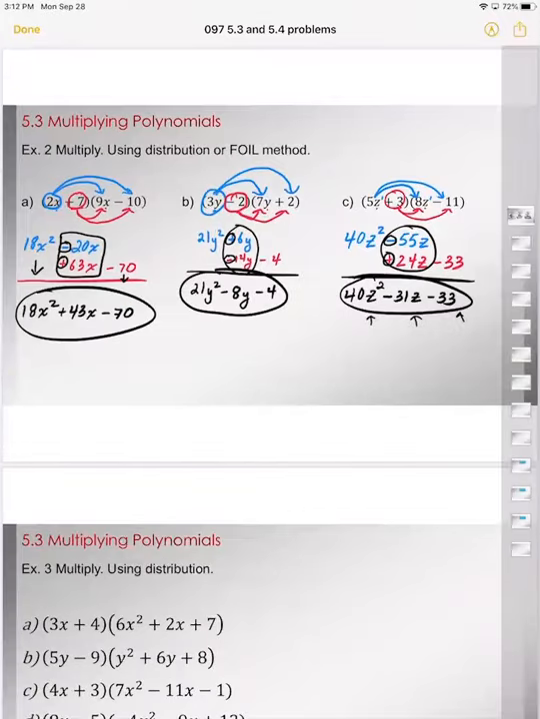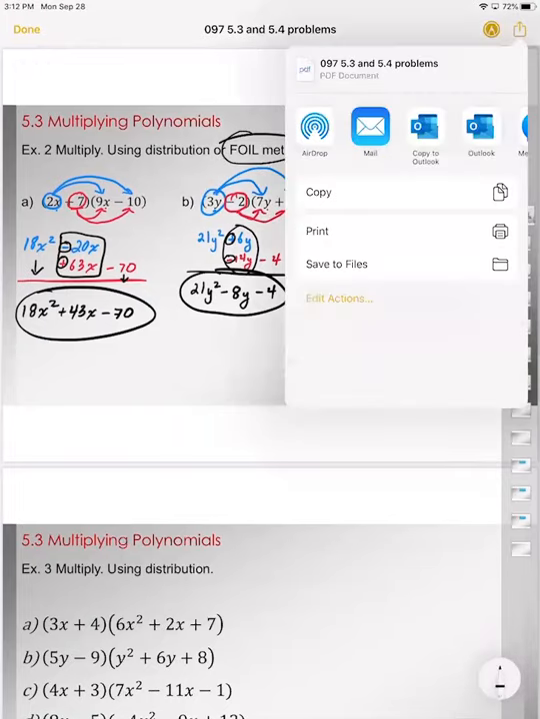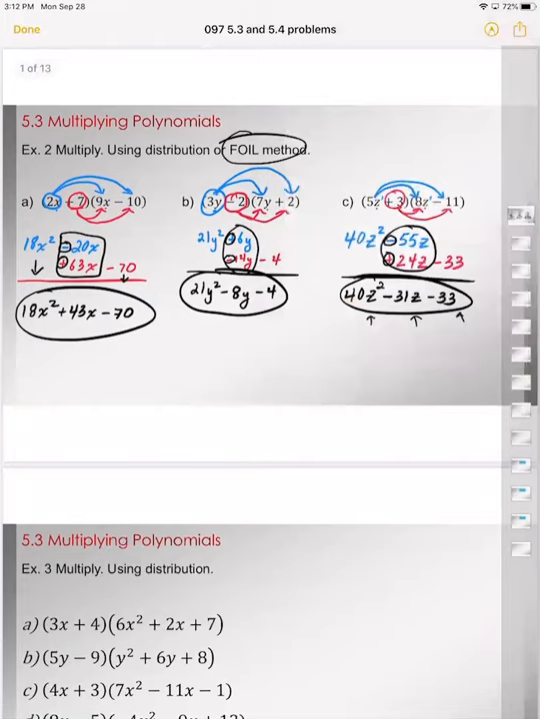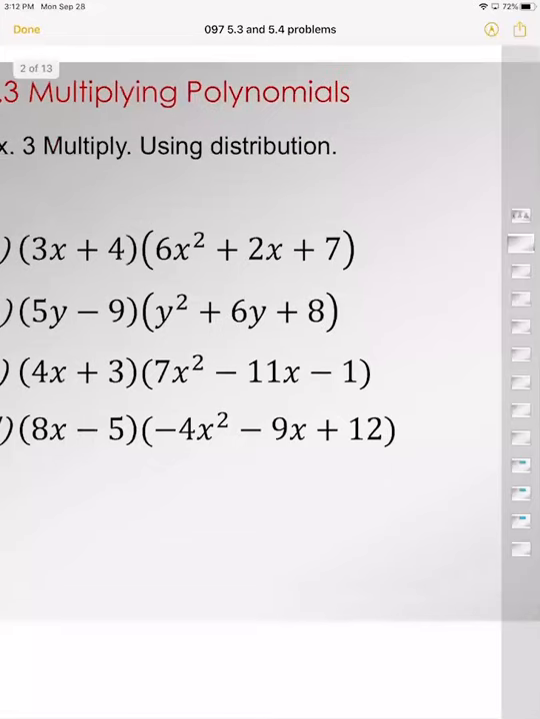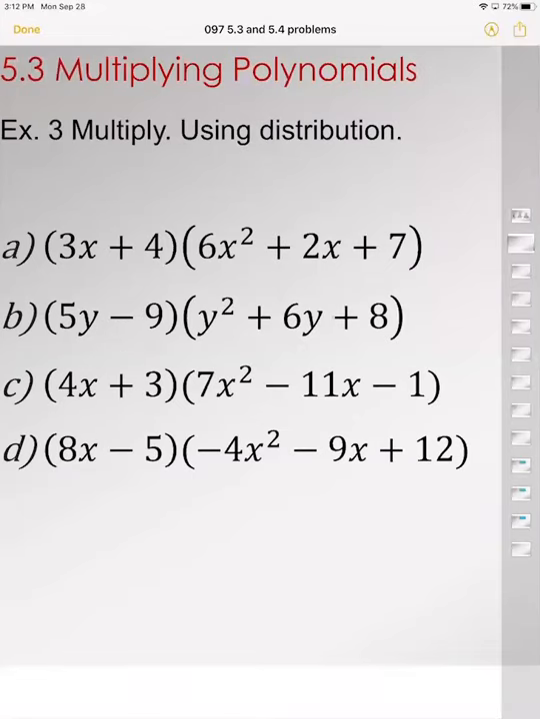So this is what we have, and this is where we stopped last time. And the reason why I am not a big fan of FOIL is FOIL can only work with 2 by 2, meaning you have a binomial times a binomial. FOIL does not work with example 3, a 2 by 3, meaning a binomial times a trinomial. We have 2 terms here, and a trinomial, which has 3 terms.